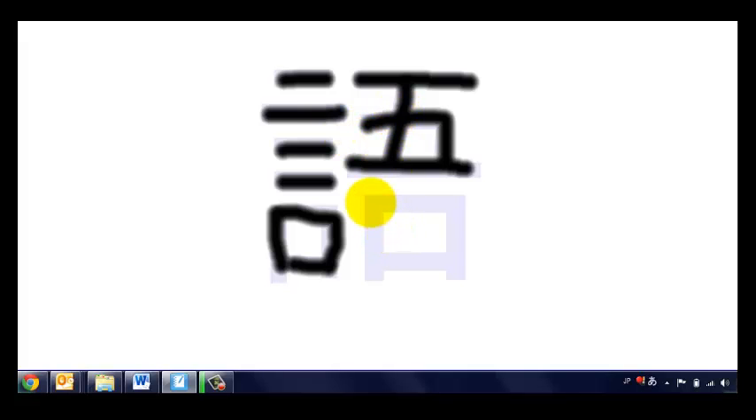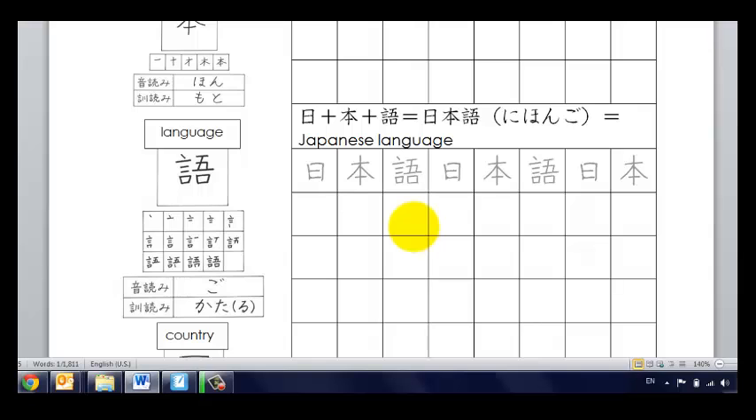And finally we've got to put another mouth in. That's 5 mouths, across and down, and finish it off. Words spoken by 5 mouths. In other words, a language. How perfect. We're going to move down now.